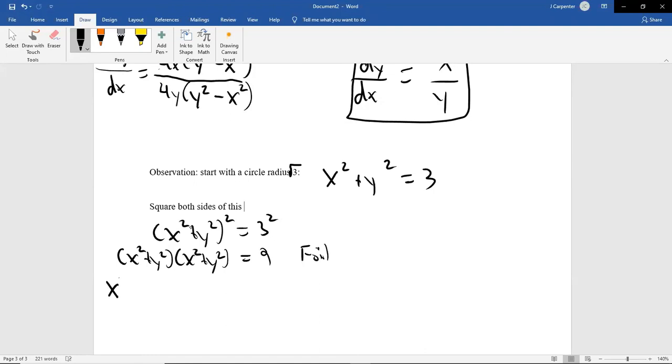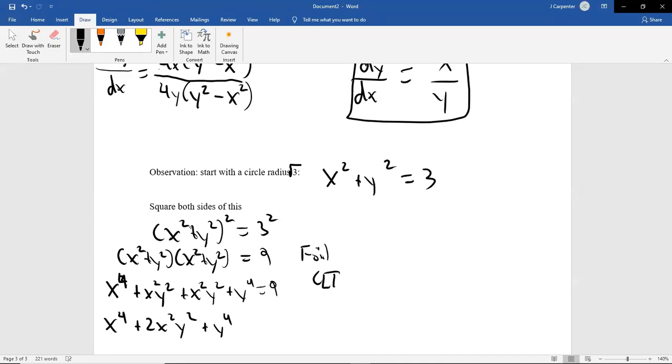If you FOIL this out, you'll get x to the fourth. X squared times x squared is x to the fourth. That's the first. The outer would be a plus x squared times y squared. The inner would be the same thing, x squared y squared. And the last would be a plus y to the fourth, and that's equal to 9. Combine like terms in the middle, that's like a plus a, so 2a, but it's x to the fourth plus 2x squared y squared plus y to the fourth equals 9.